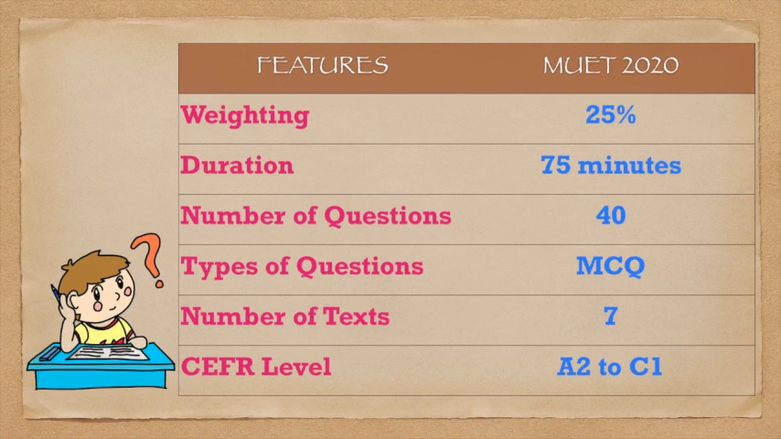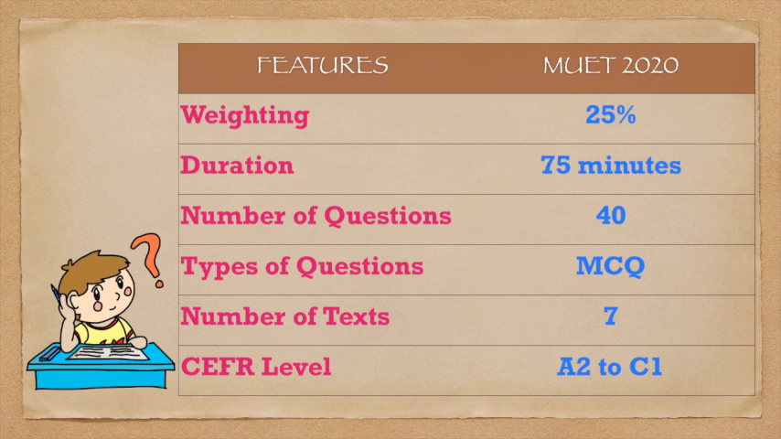Okay, these are the features of the MUET reading paper. You look at the weighting is 25%. And for your information, for this new syllabus, all papers have equal weighting of 25%. Okay, the duration is 75 minutes.